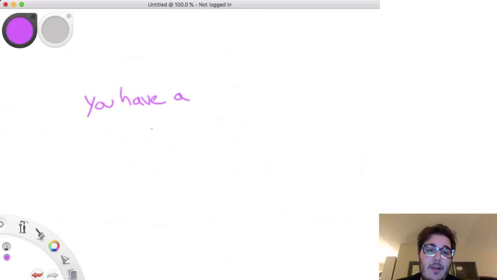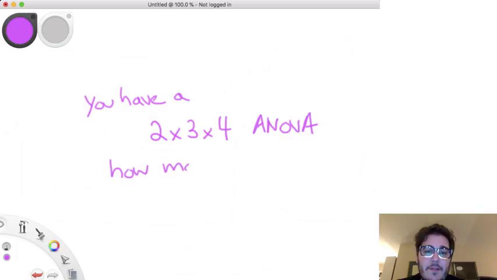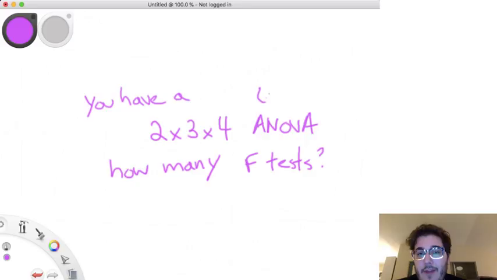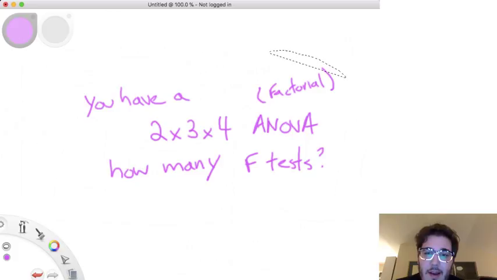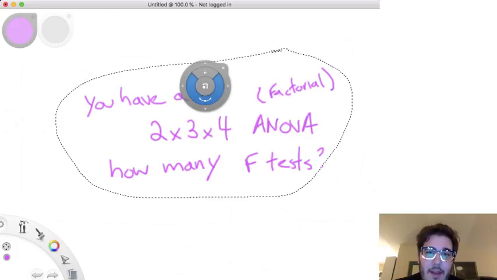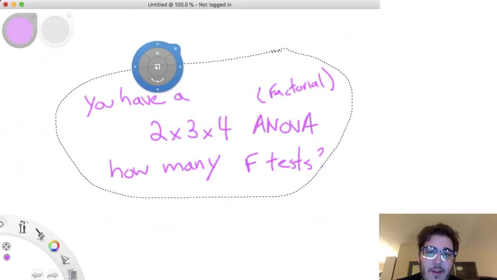So like, you have a 2 by 3 by 4 ANOVA. How many Fs? So how many F tests would you need if your setup was a 2 by 3 by 4 ANOVA? So this would be a factorial ANOVA, right? That's the question. And now I'll show you, or I guess I'll try to write it on the same page. Oh, I know how to do this. I can highlight this and then move it like that. There we go.